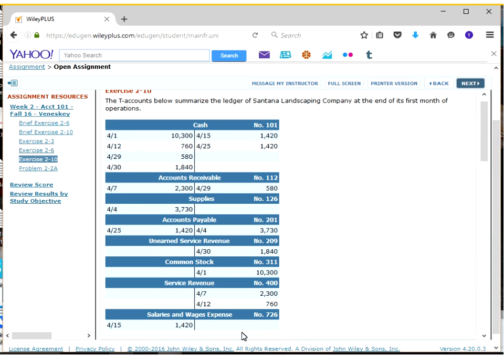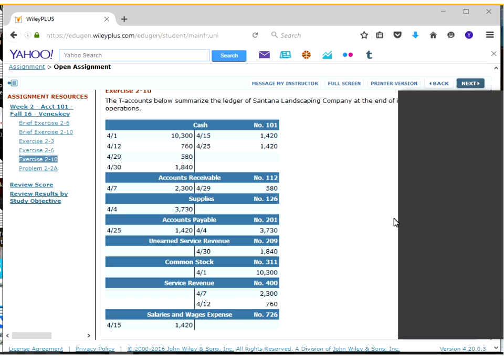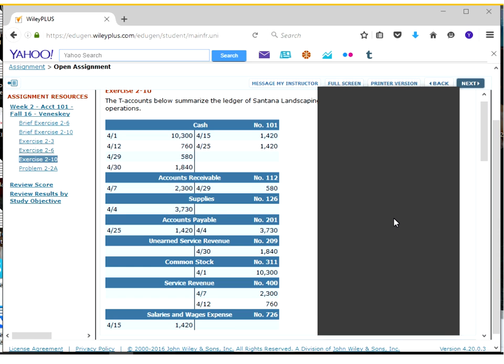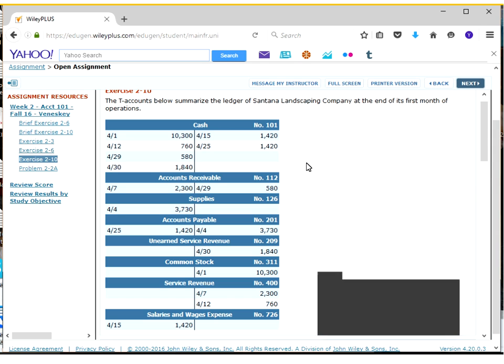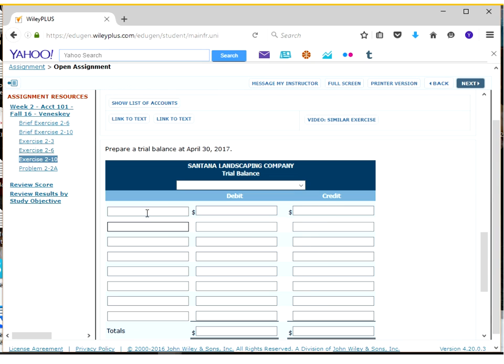So the trial balance should be pretty easy. You're just going to add up all of our, say, for our cash. So you probably can't see the calculator, I don't know if you can, but I'm simply adding up here all my debits, the $10,300 plus the $760, $580 and $1,840, and then subtracting out my two cash payments, $1,420, and it happened to be the same amount again, $1,420. So $10,640 would be my first answer on my trial balance.